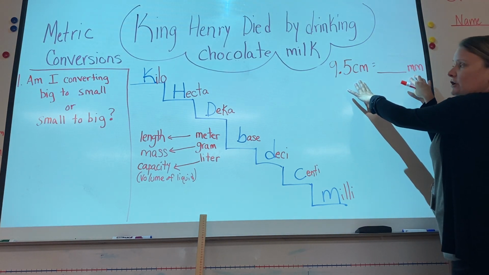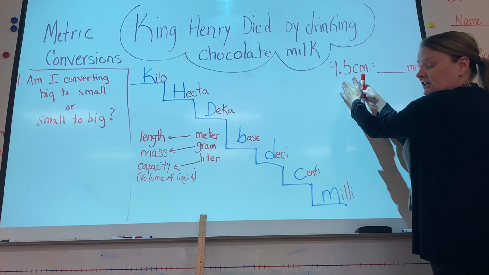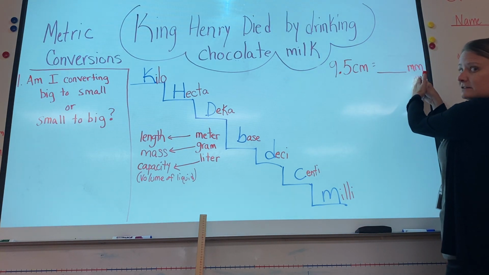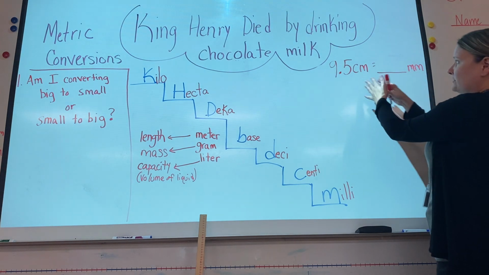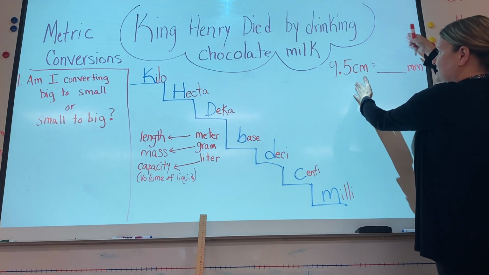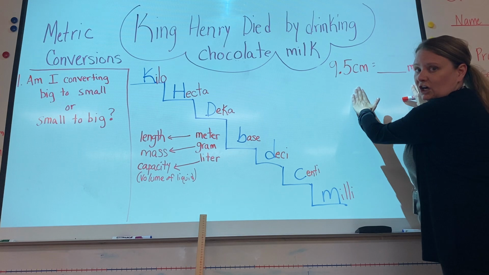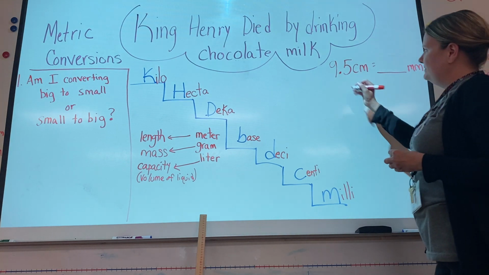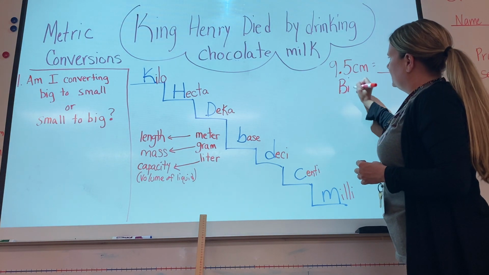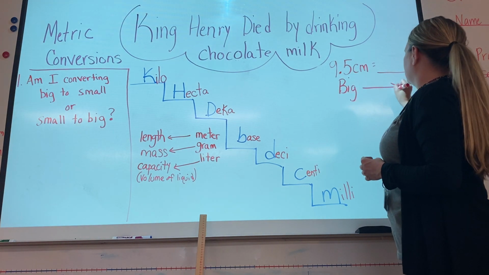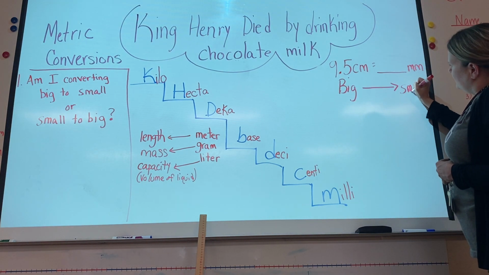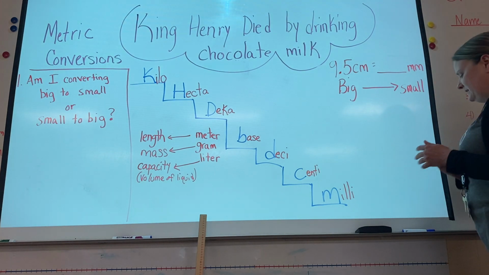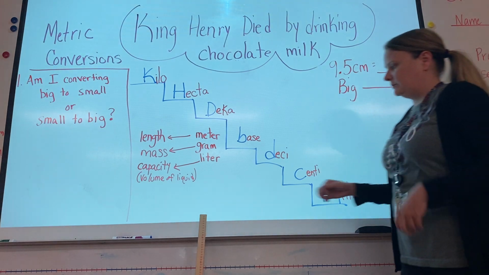So do I have something that's bigger and I'm making it smaller? Or do I have something smaller and I'm converting it to something bigger? Well, centimeters are bigger than millimeters. So the first thing I need to do is to identify that I'm going big to small in this problem.